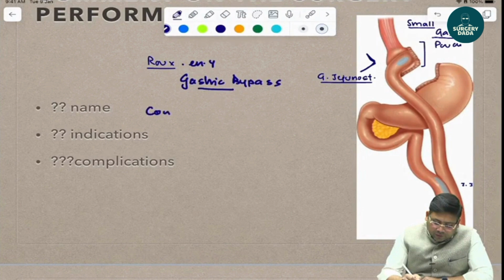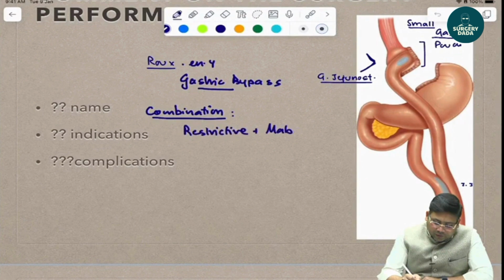This is a surgery which is a combination. This is a combination of the restrictive, because you are reducing the pouch, and then you are causing a bypass of the stomach, causing malabsorption. So this is a combination of restrictive plus malabsorptive surgery. This is very, very important.